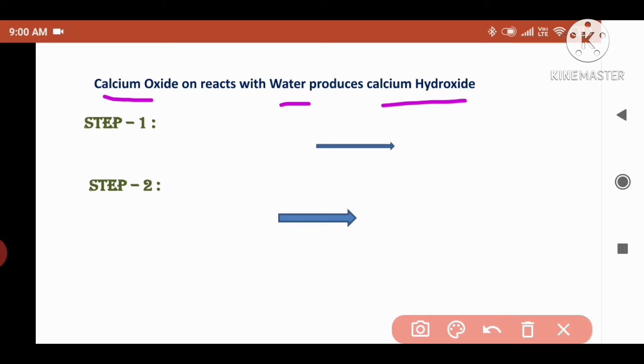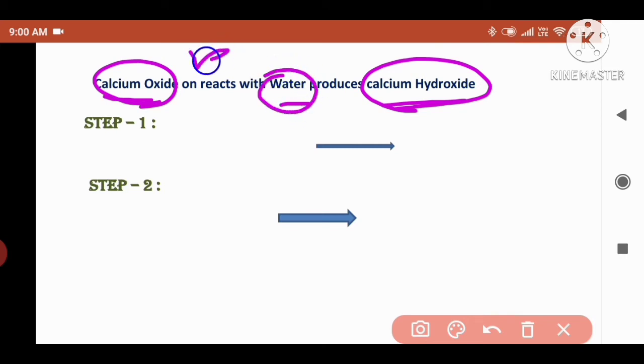Whatever new product is produced is called the product. Now this is considered the product. And the original substances which are involved, these two, are called the reactants. These are the reactants, and this is the product. So first of all, when you observe the reaction, you have to identify what the reactants are and what the products are.